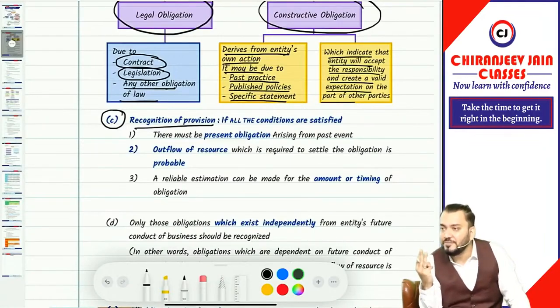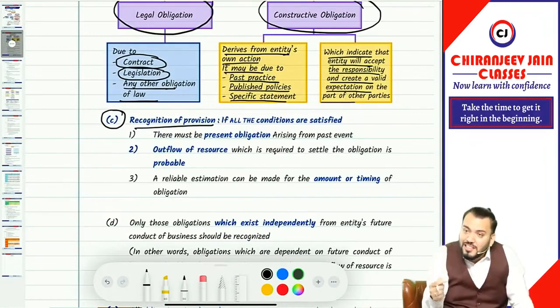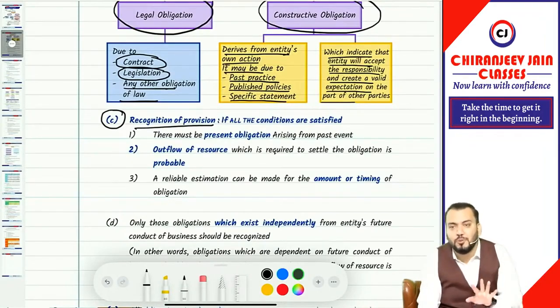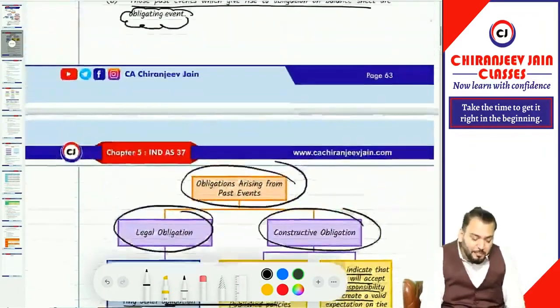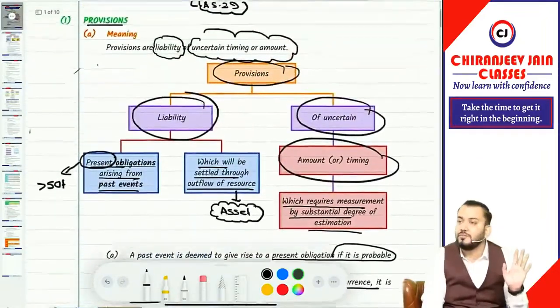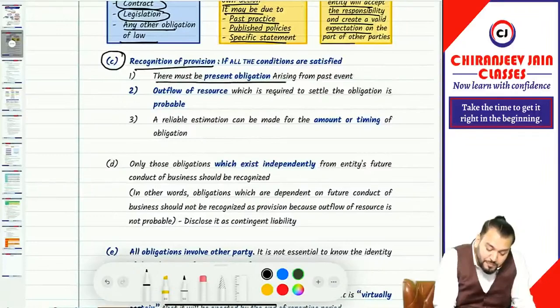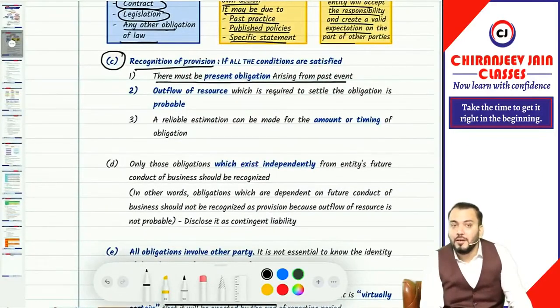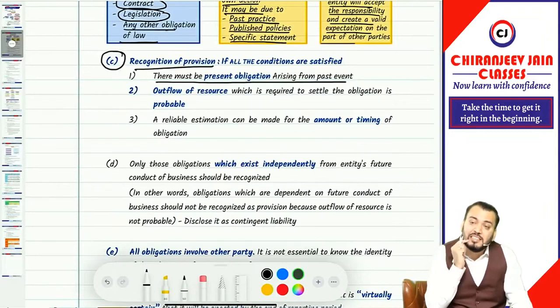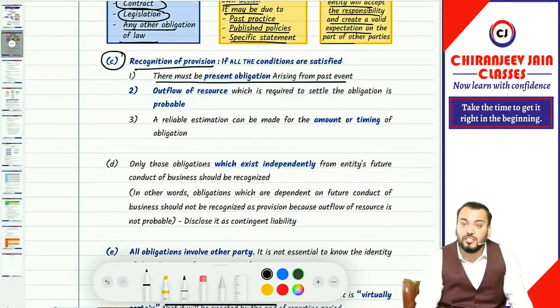There are how many conditions? Three conditions. If all the three conditions are satisfied, you should recognize provision. These all three conditions have been taken from this definition only. Let us read one by one. There must be present obligation arising from past event. Present obligation. Which obligation? It can be either legal obligation or constructive obligation.